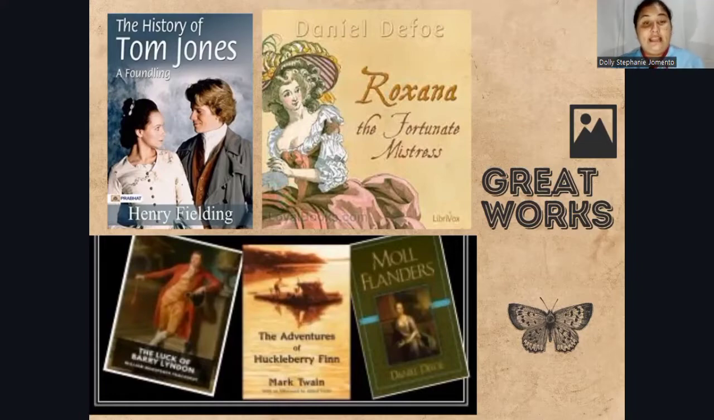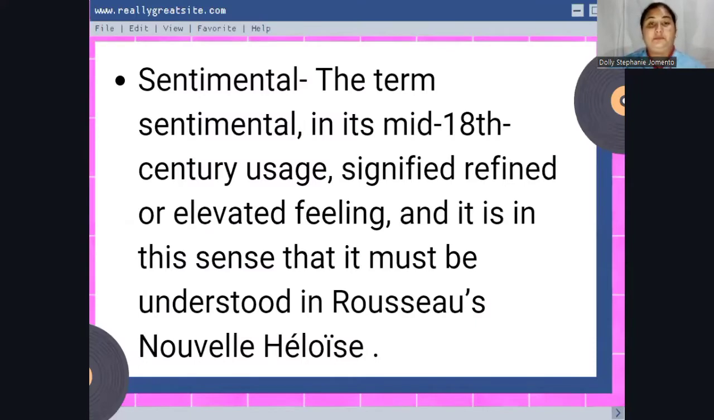So next slide, we have sentimental. The term sentimental in its mid-18th century usage signified refined or elevated feeling, and it is in this sense that it must be understood in Rousseau's Nouvelle Heloise. The debasement by which the term sentimental came to denote a self-indulgence in superficial emotions occurred in the Victorian era, under the influence of sanctimony, religiosity, and a large commercial demand for bourgeois fiction.